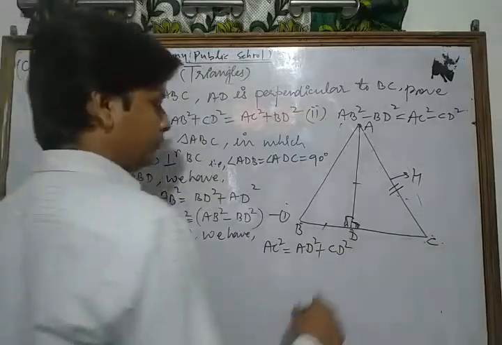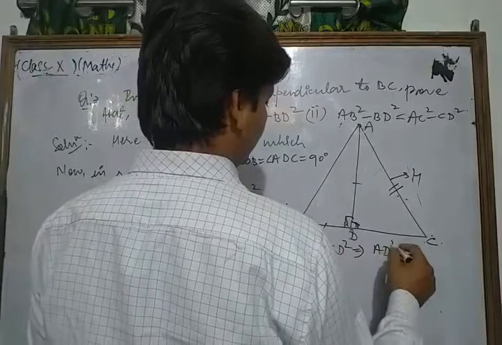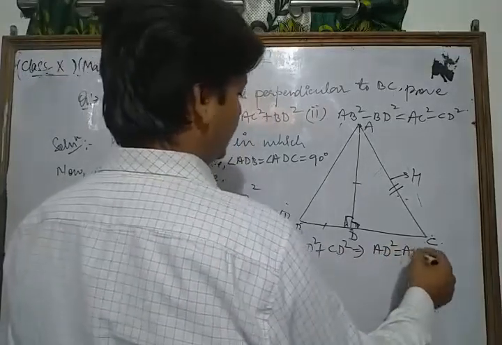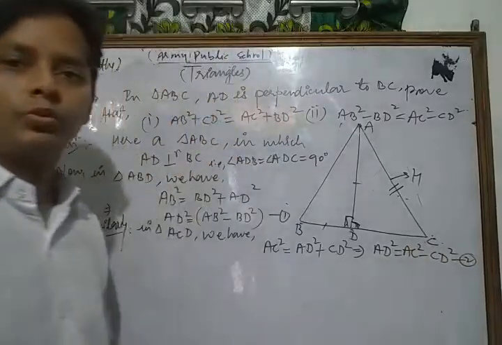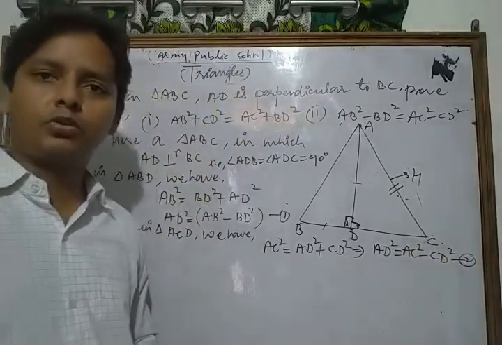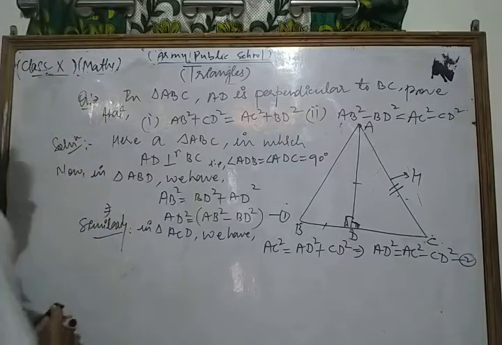Now from there we get AD square is equal to AC square minus CD square. Take this as equation number 2. Now what do I do? Now using equation 1 and 2.